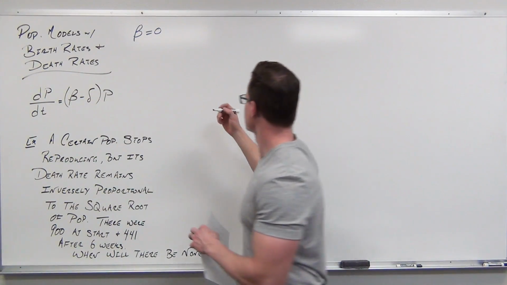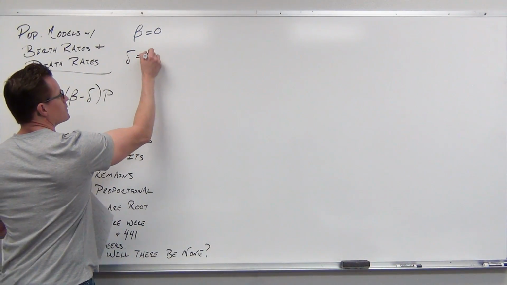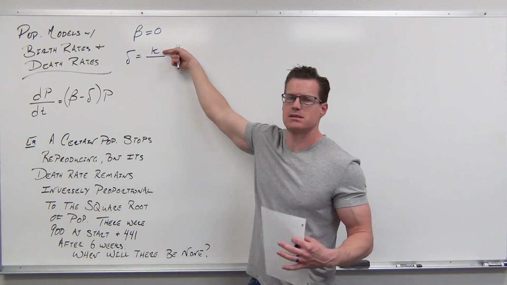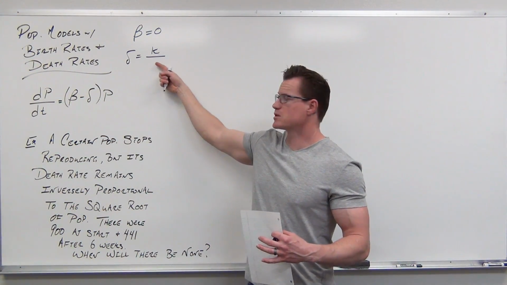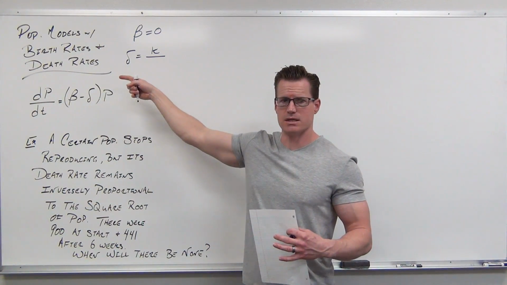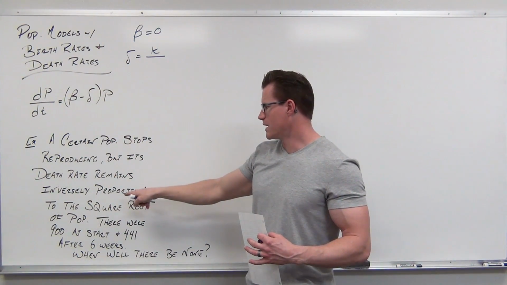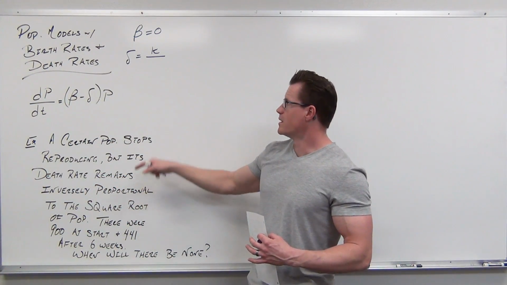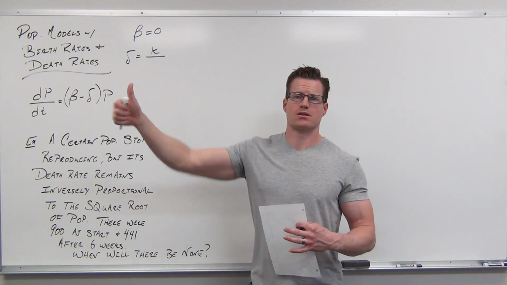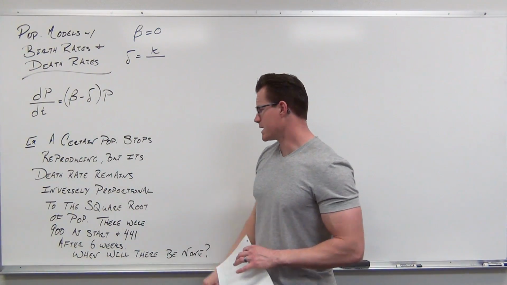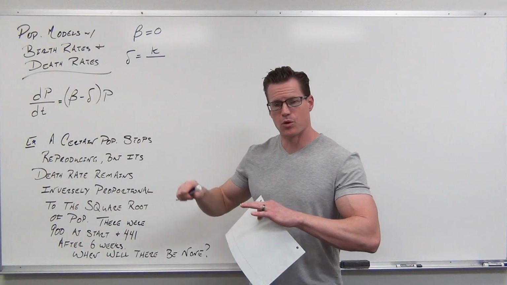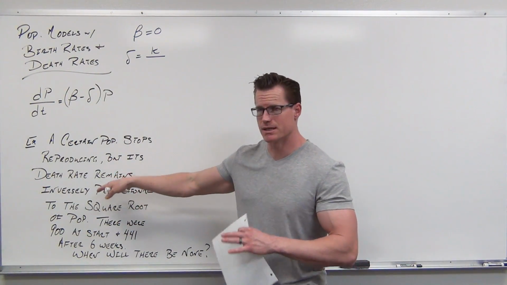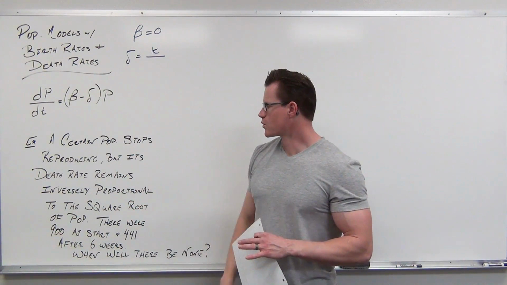If we have a constant divided by some number that's growing, if k is a constant of variation, it's not changing, and this number gets bigger and bigger and bigger, our death rate should decline. So if the death rate remains inversely proportional to the square root of the population, well, that means that as the population gets bigger, our death rate should go down. And that's what this is saying to us. So again, proportional, k times, inversely proportional, k divided by. So we know that death rate is k divided by the square root of the population.